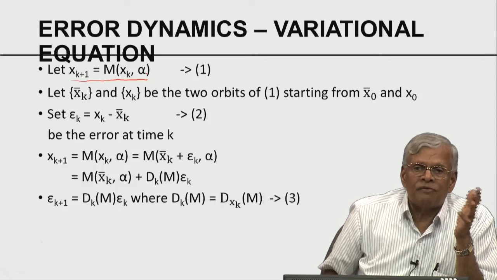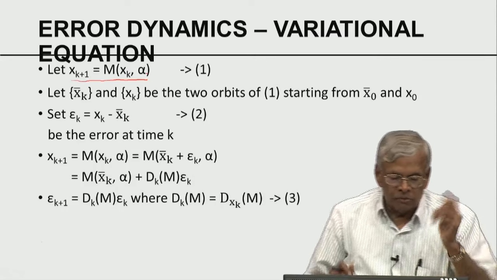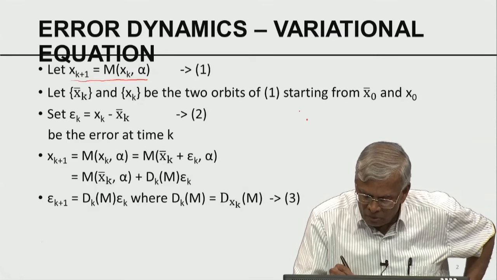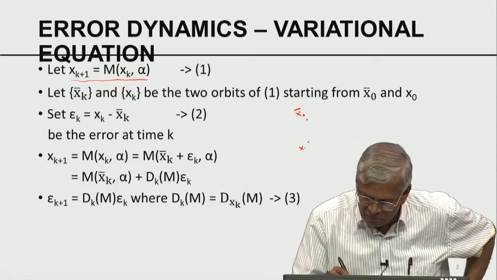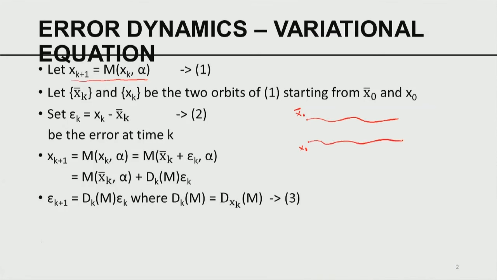x naught is the initial condition, alpha are the parameters. Now, let us consider the model running from one state called x naught bar, another state called x naught. So, that is one prediction, there is another prediction. The trajectories are also called orbits. So, let the sequence x_k bar be x1 bar, x2 bar, xi bar, and here is x1, x2, xi. So, let us consider two orbits or two trajectories generated by the model starting from two different initial conditions.